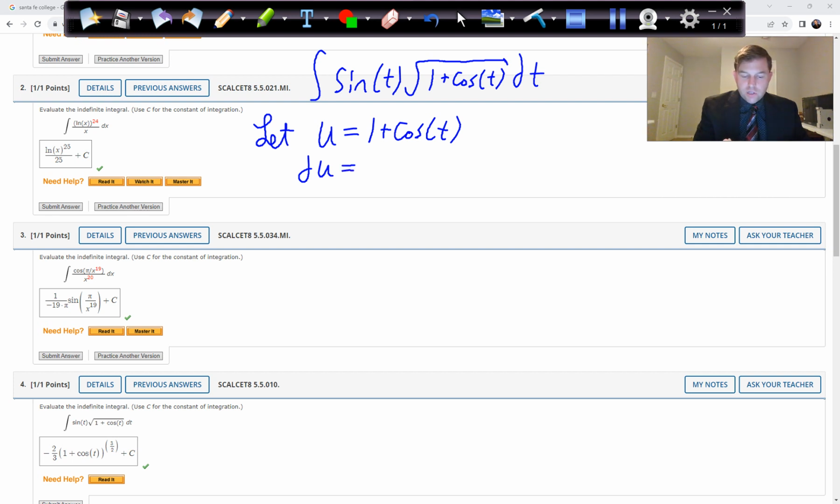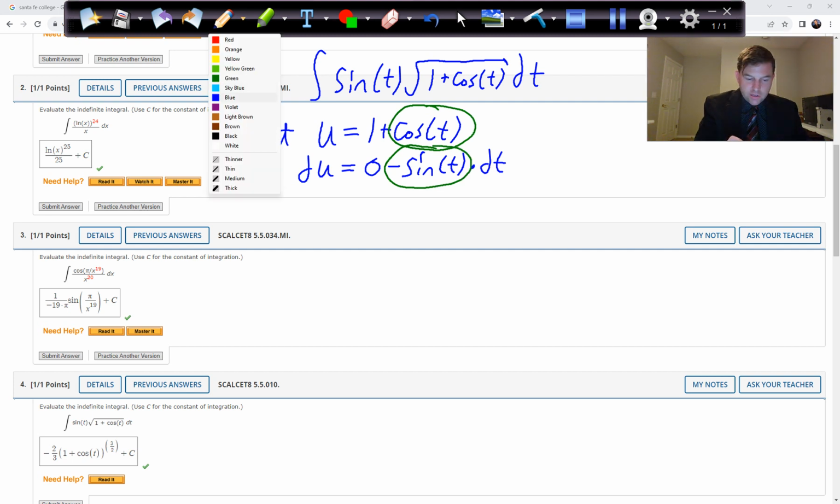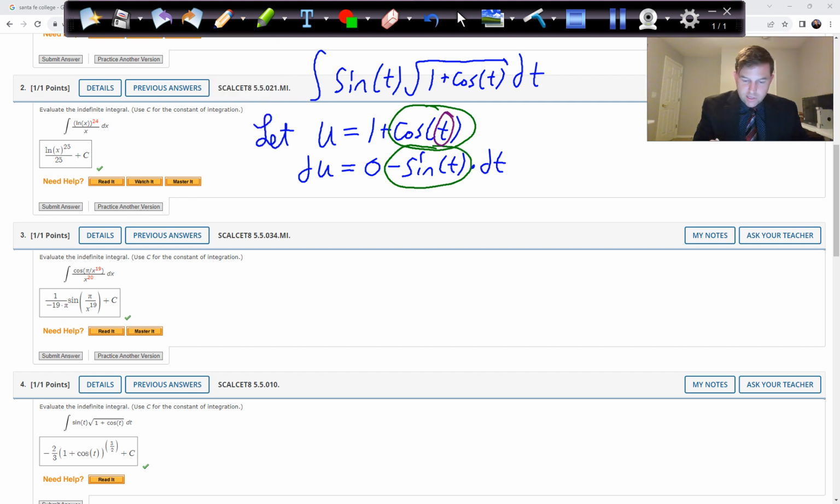Now, the derivative of this would be 0, because the derivative of a constant 1 is 0. The derivative of cosine is minus sine t, and then times dt. So I should mention that you have to use the chain rule to do this. The derivative of cosine is minus sine t, but then you have to also take the derivative of the inside, which is t, which is times dt. So it's this chain rule idea, you're doing outside to in derivatives.